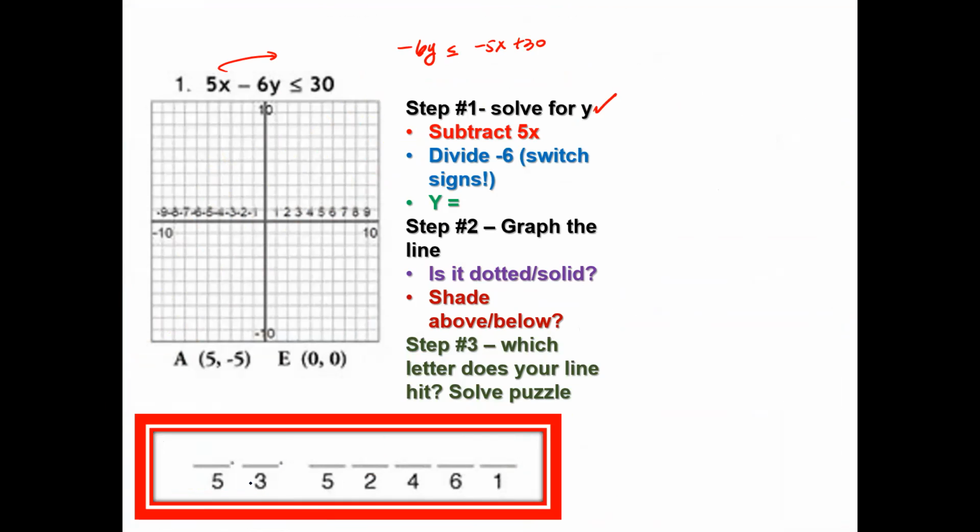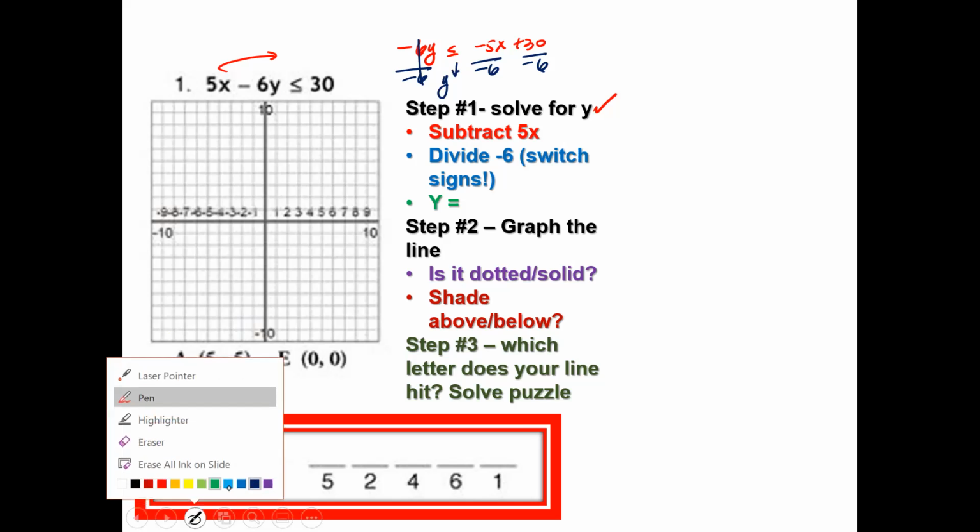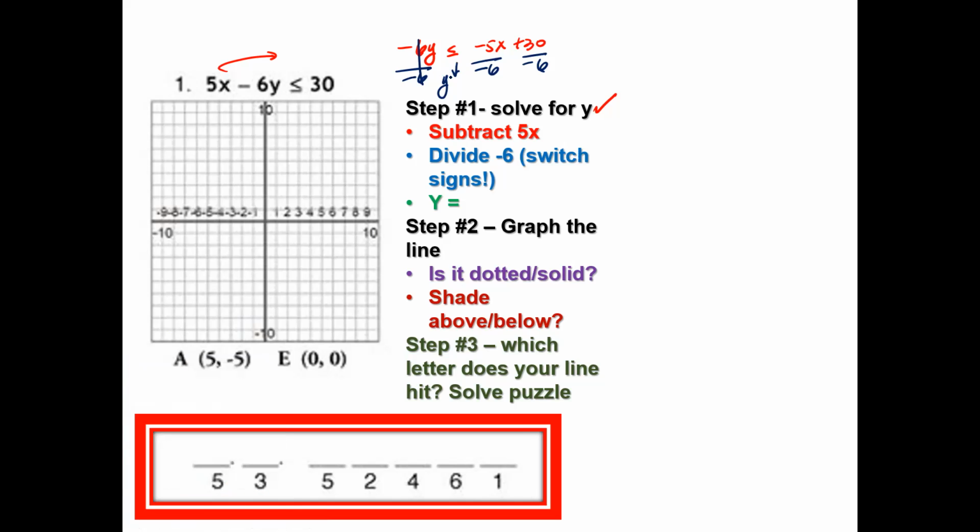Then to get rid of the negative 6, I'm going to divide it by negative 6 on everything. So then that cancels. Y is now by itself. And then notice how your inequality sign, because you're dividing by a negative, you have to switch it. And then double negative makes it a positive. 30 divided by negative 6 is a negative 5. So then we're going to go ahead and graph this.